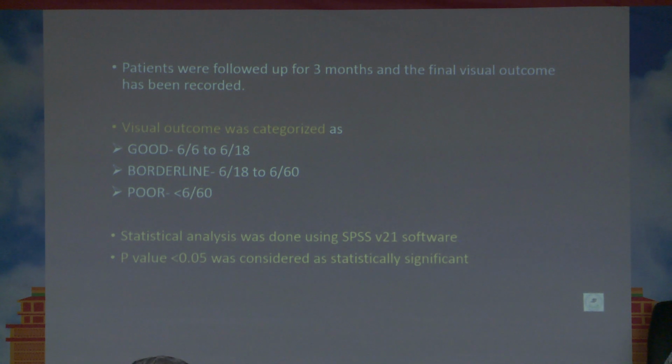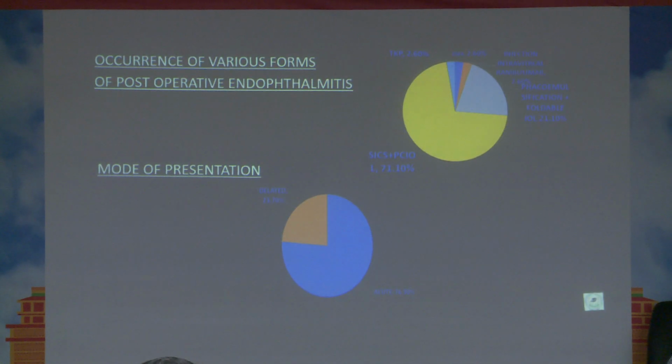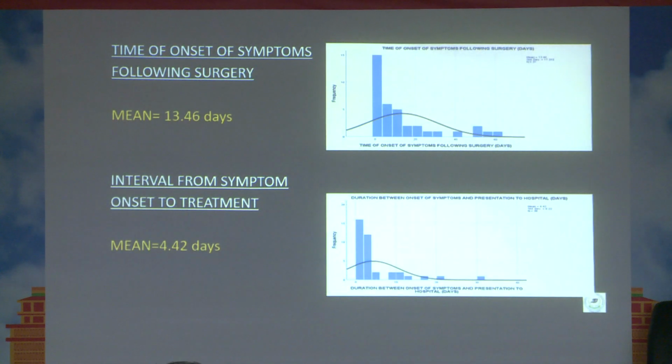It was categorized as poor, borderline, good. Good is 6/6 to 6/18. Borderline is 6/18 to 6/60. Poor is less than 6/60. Results, majority of patients were seen in between 51 to 60 years age group. There was a slight preponderance in incidence in males compared to females. Among various types, 71% were following SICS surgery, 21.1% following phacoemulsification, 2.6% following intravitreal injection ranibizumab, 2.6% following DSEK, 2.6% following TKP. Mode of presentation, 76.3% presented acute, 23.7% delayed presentation.